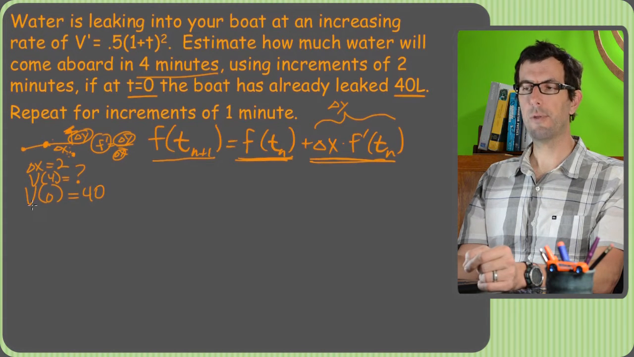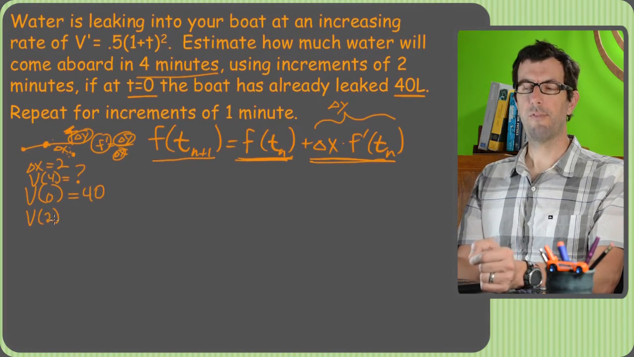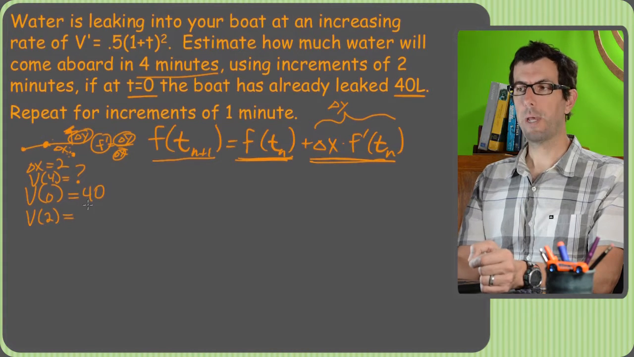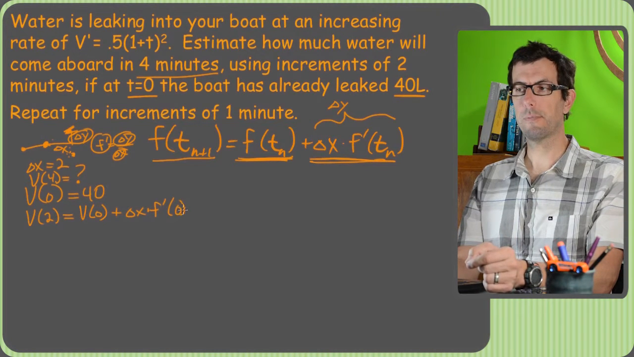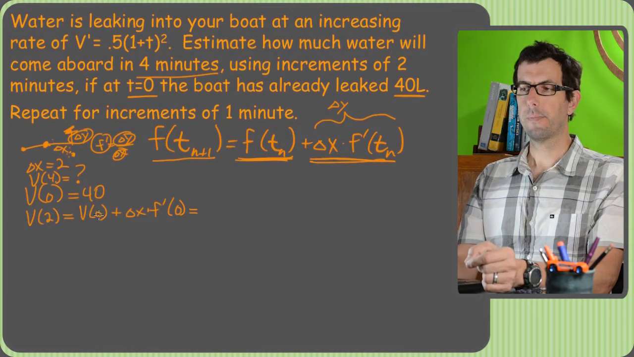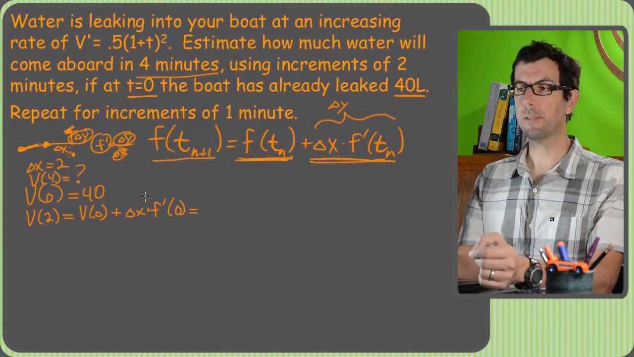All right, so I already know that v0 is 40, right? That's just a given. So my next one that I'm going to guess is v2. So I want to approximate the volume after 2 minutes. And the way I do that is I take my previous y coordinate, which is the volume at 0 minutes, and I add delta x times f prime at the previous point I knew, which was 0. So I'm saying, hey, let's take the point we're at, and then let's take the slope at that point. Like what direction do we walk in at that point? And then we'll go with delta x, and let's find our delta y.